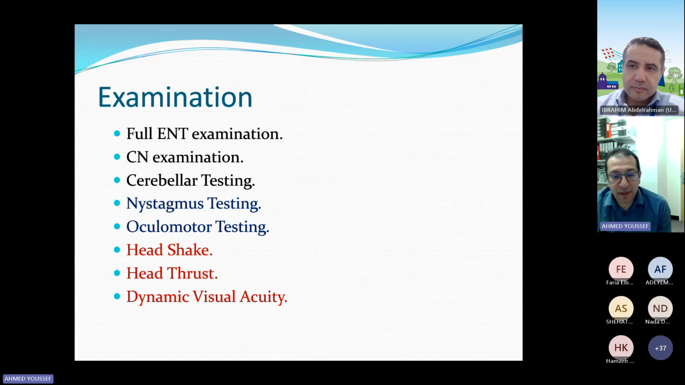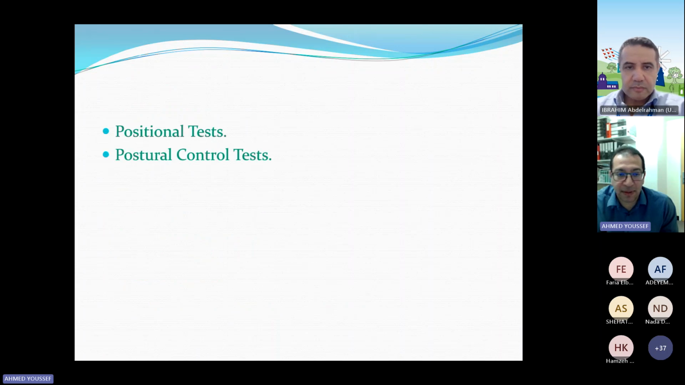The nystagmus testing and the oculomotor testing, their aim is to see if we are dealing with a peripheral vestibular problem or a central problem. The ones in red here, I am actively looking for signs of a peripheral vestibular lesion, and I will come to these in detail. So we'll skip the ENT examination, the cranial nerves and the cerebellum, and move on to the nystagmus testing. Before that, we move into positional tests and postural control tests, and could be other tests, and we'll come to this at the end.